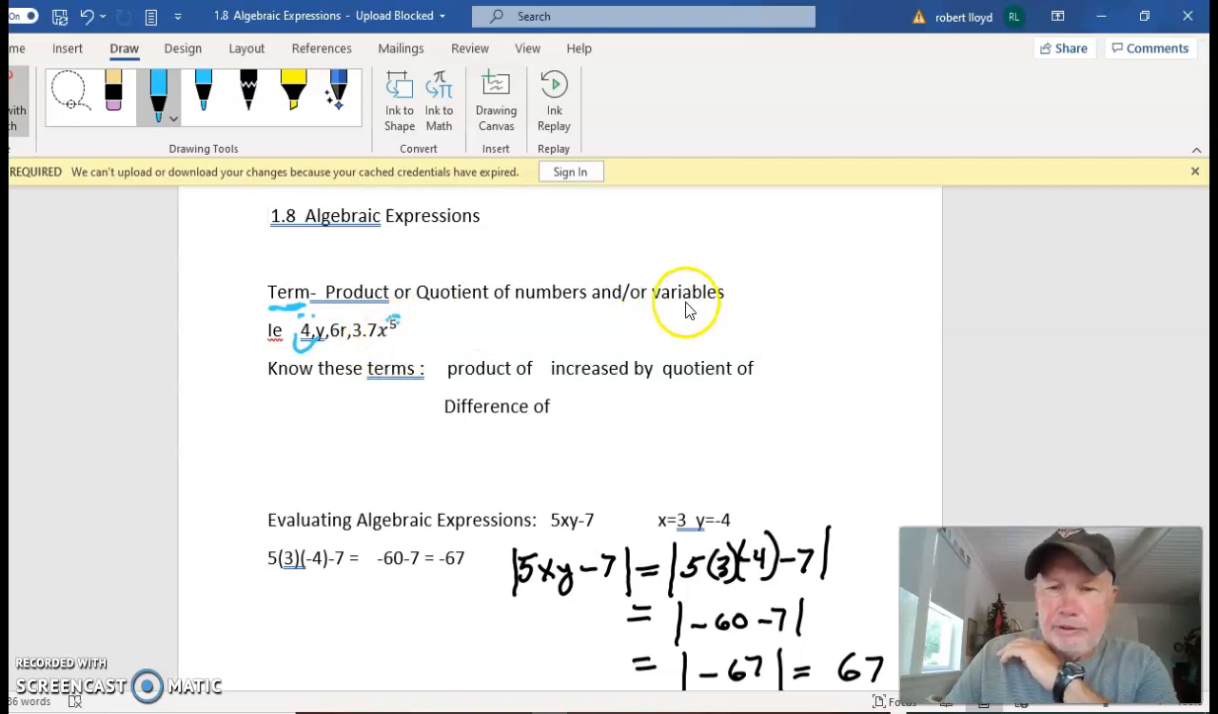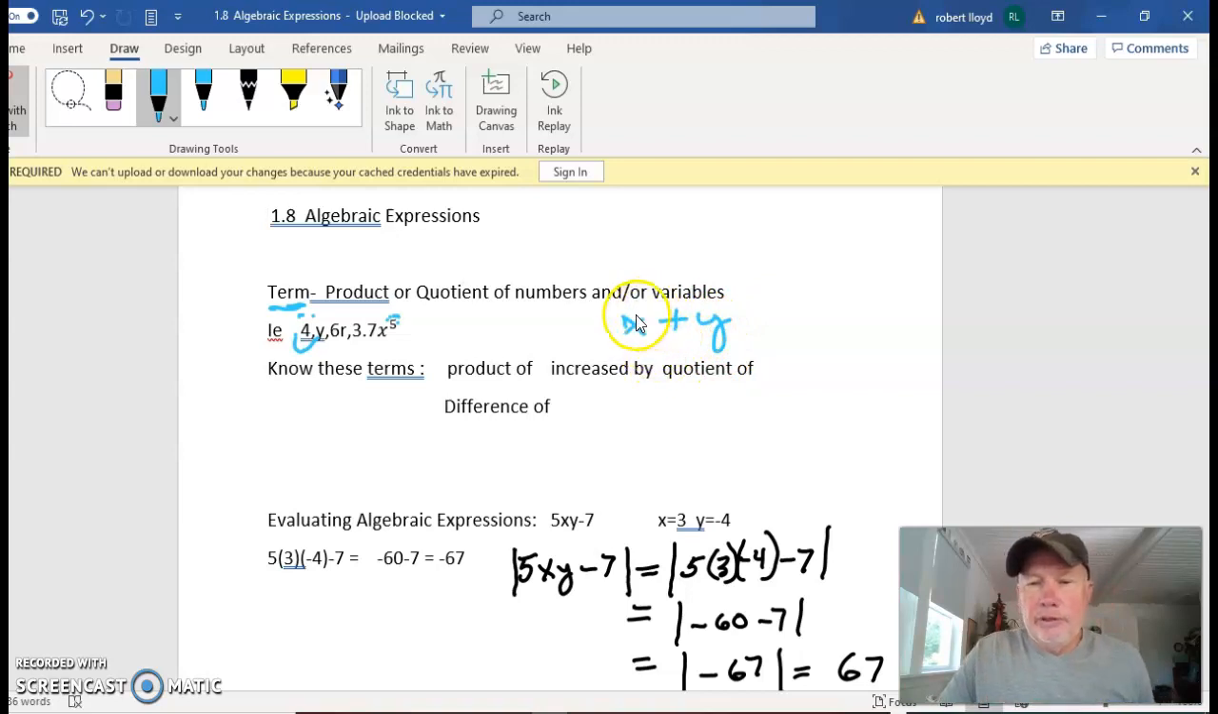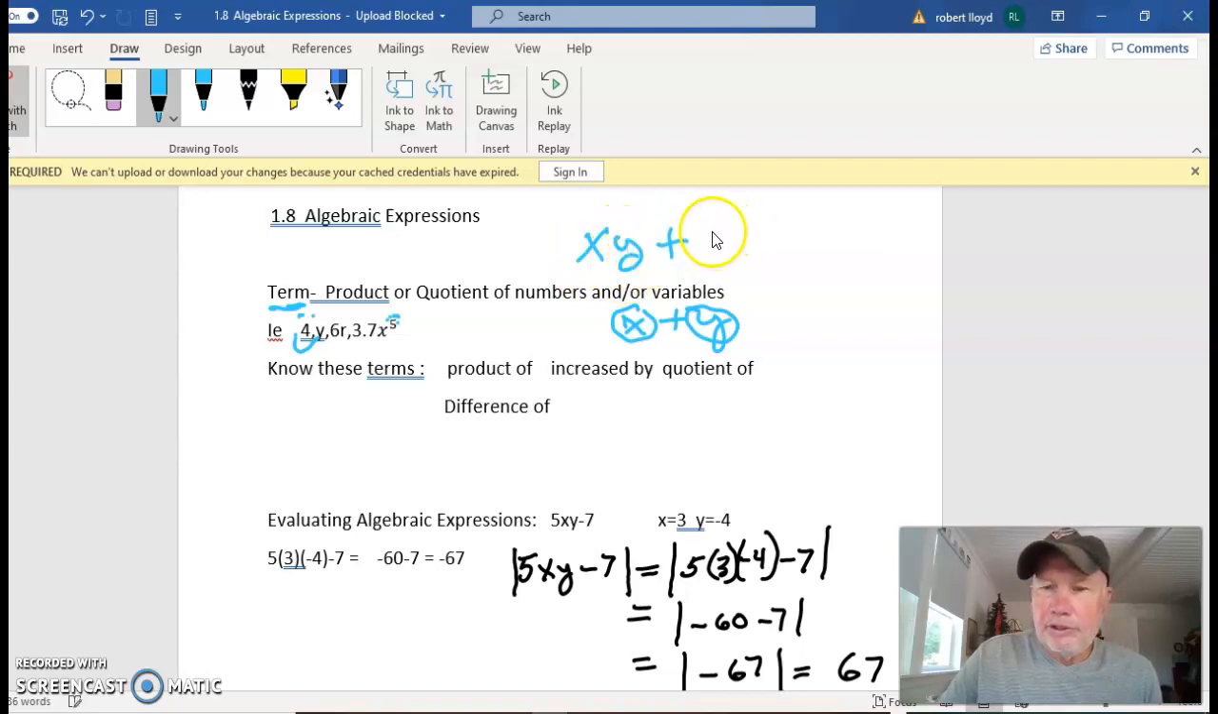Now when you combine terms, like if you have x plus y, then x is a term and y is a term. Or if you have like xy plus x, this is a term because it's combined with a y, and this is a term. So a little later on we'll get into the names for these. This would be a binomial, two terms.